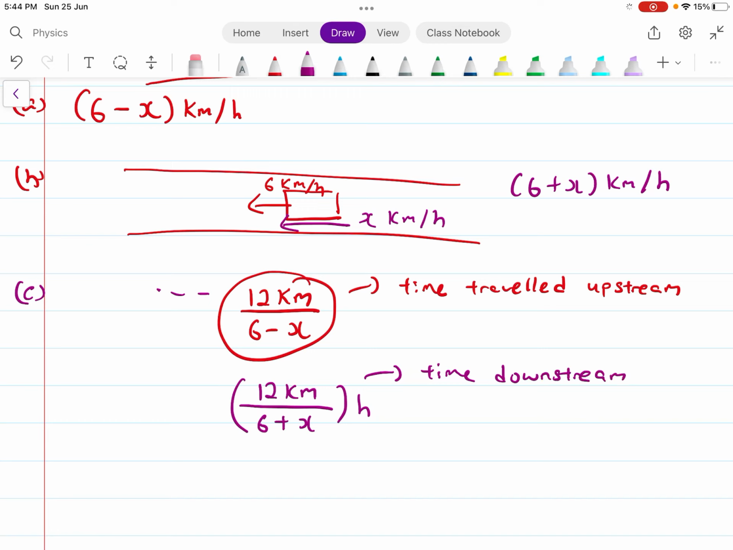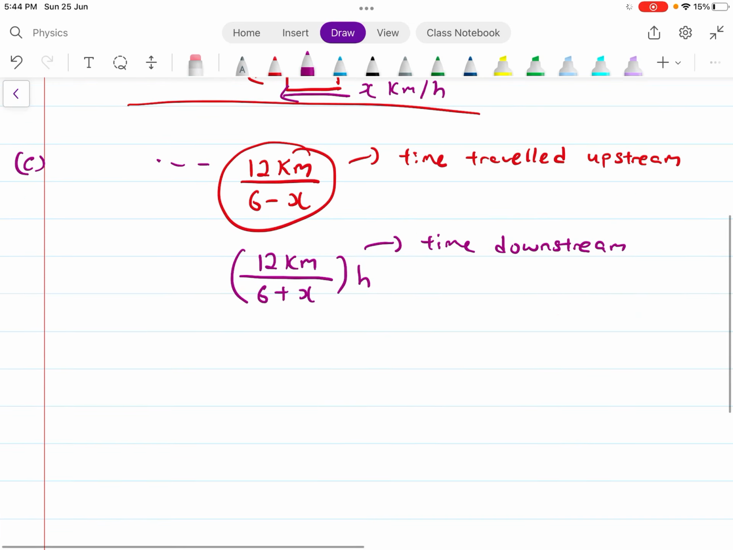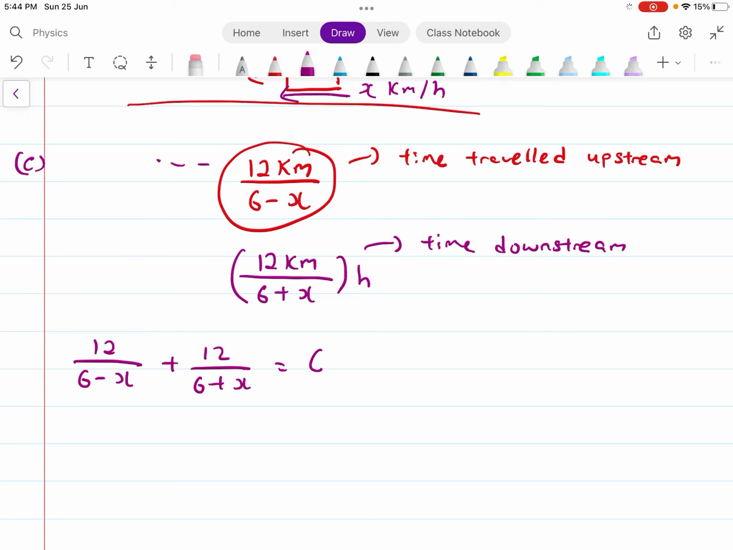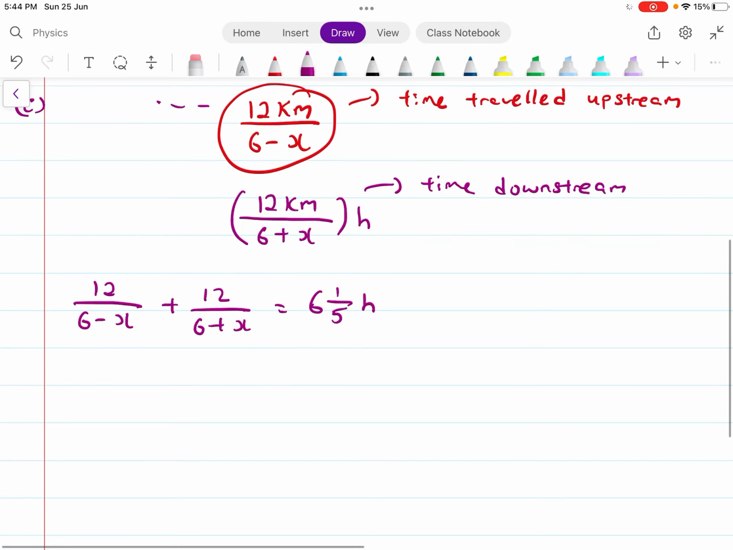The next thing they tell us is that I took a total time of 6 hours 12 minutes. So next I just add up: 12 over 6 minus x plus 12 over 6 plus x. This will give me a total time of 6 hours 12 minutes. But you must convert the 12 minutes to hours first. 12 divided by 60 is 1 over 5, so it will be 1 over 5 hours. Let's see whether I can reduce the whole thing to 31x squared minus 396 equal to 0.